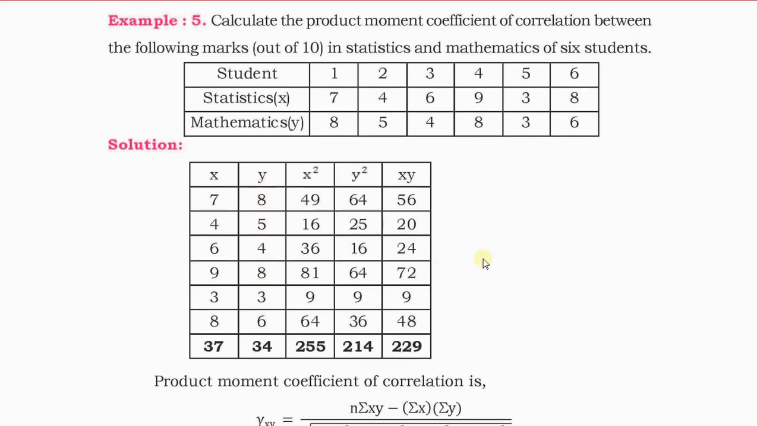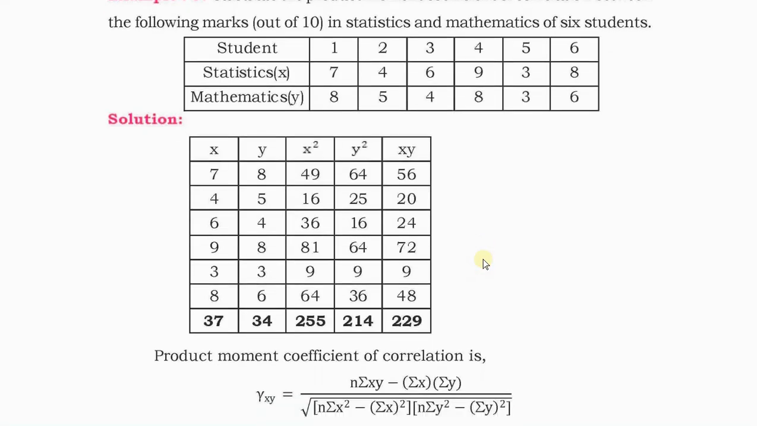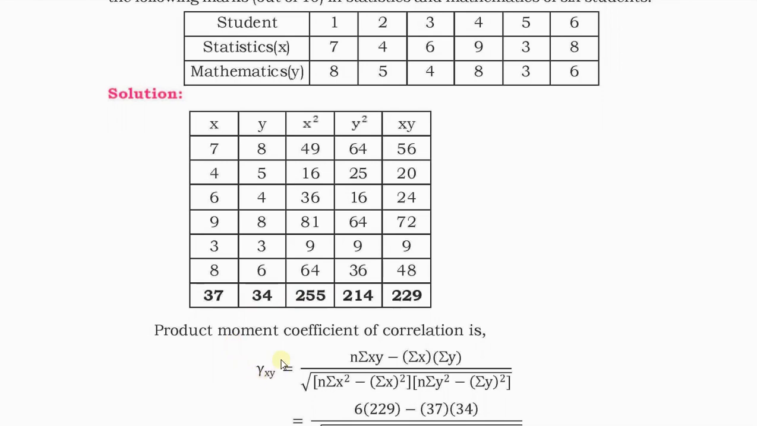And our formula here is: correlation coefficient is equal to n into summation of xy. Here n is the count of pairs of observations. So the pairs are 1, 2, 3, 4, 5 and 6. There are 6 observations in x and y, so the number of pairs here is 6. So n here will be 6. Summation of x into y.